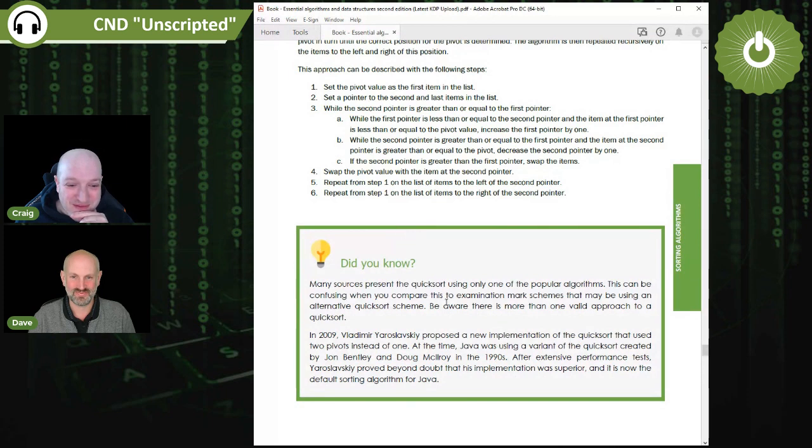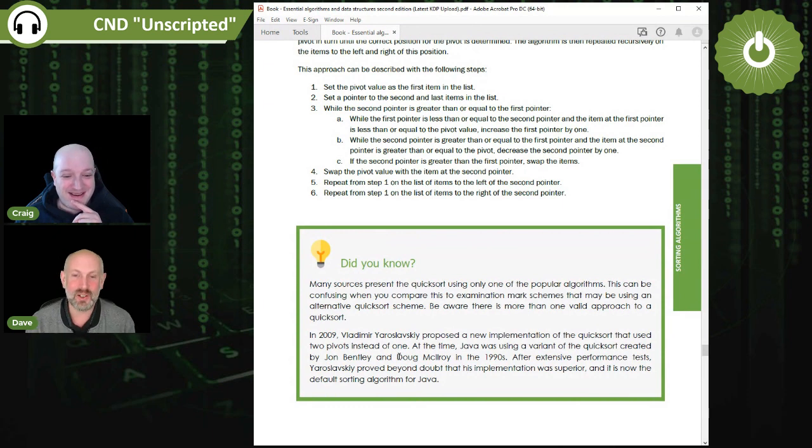Many sources present the quicksort using only one of the popular algorithms. This can be confusing when you compare the examination mark schemes. Indeed, in 2009, Vladimir Yaroslavskiy proposed a new implementation of the quicksort that used 2 pivots instead of 1. This is why I'm messaging Dave going, did he? Really, Dave? Brilliant. Excellent. Am I going to need that for the exam? No, but I had a space to fill.